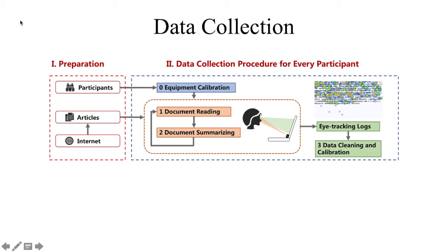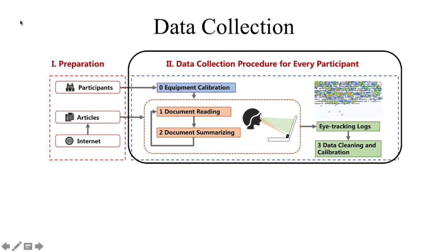And then the second part is the data collection procedure for every participant. Before starting to read the articles, every participant needs to complete the calibration of the device according to the instructions of the eye tracker and our website. After device calibration is completed, the participant enters the article reading stage.